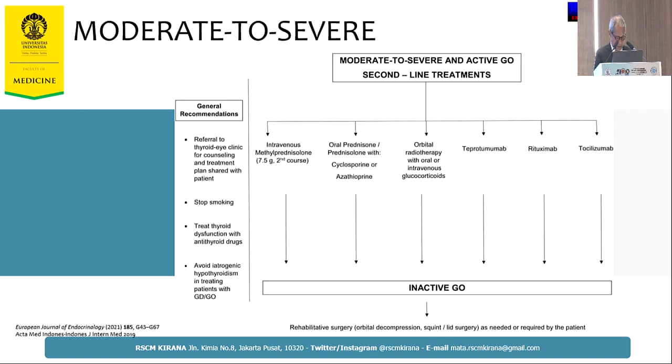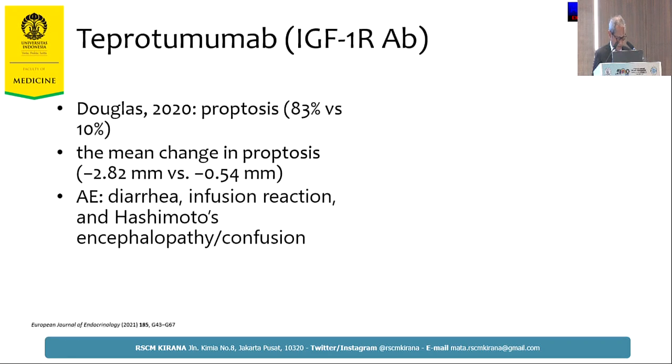This scheme showed the second-line treatment if steroids show no improvement. Several monoclonal antibodies that have been proven for thyroid eye disease are teprotumumab, rituximab, and tocilizumab. These medications are mainly used for second-line treatment because the price is quite high, and I think not all patients can afford this medication.